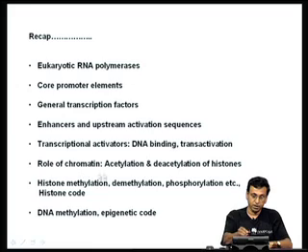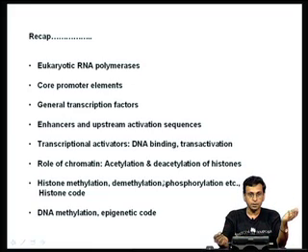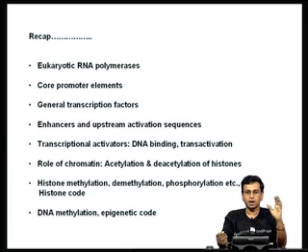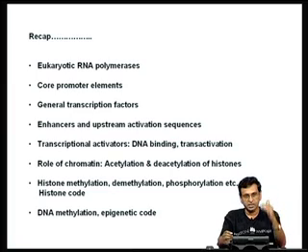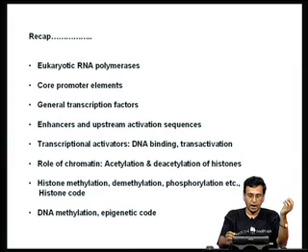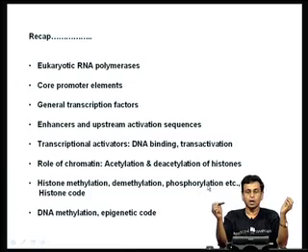Then we very briefly discussed the role of chromatin. Discussing the role of chromatin in gene regulation, we focused primarily on how post-translational modifications of histones play a very important role. When, for example, histones are phosphorylated or acetylated, it results in positive regulation of gene expression, and when histones are deacetylated or methylated, it results in condensation of chromatin and repression of transcription.